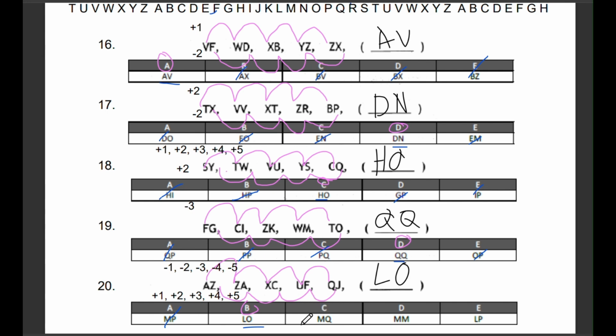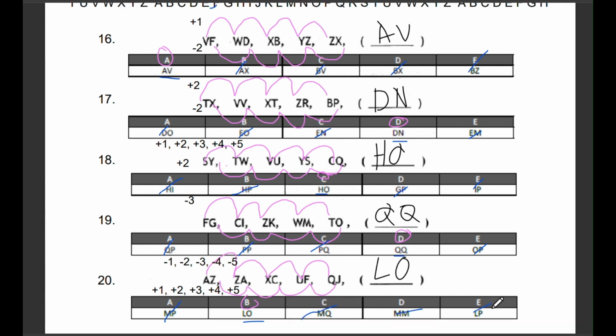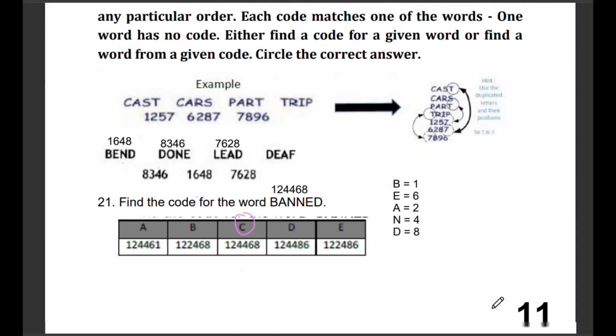C keeps the first rule but not the second. D and E break one or both jumps. Question 21. Here, we need to find the code for the word band.